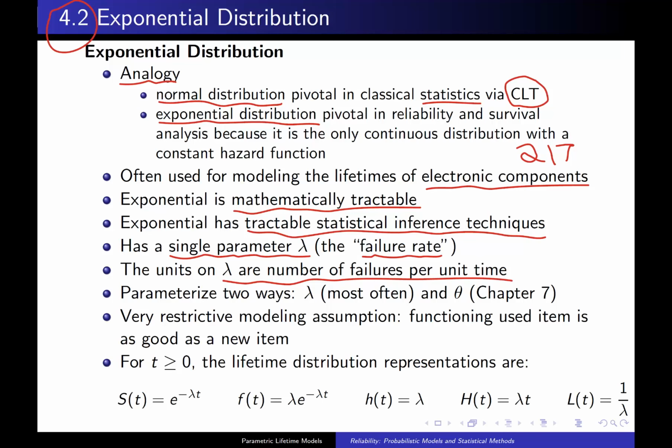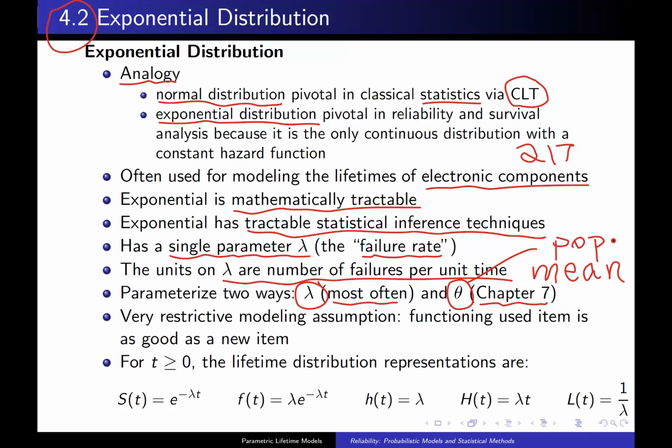There are two different ways to parameterize the exponential distribution. The first way is to use lambda, and that's the more frequent of the two, and in that case lambda is a failure rate. But it's also possible to parameterize it using theta, where theta is the population mean of the exponential distribution. We will do that occasionally in Chapter 7.